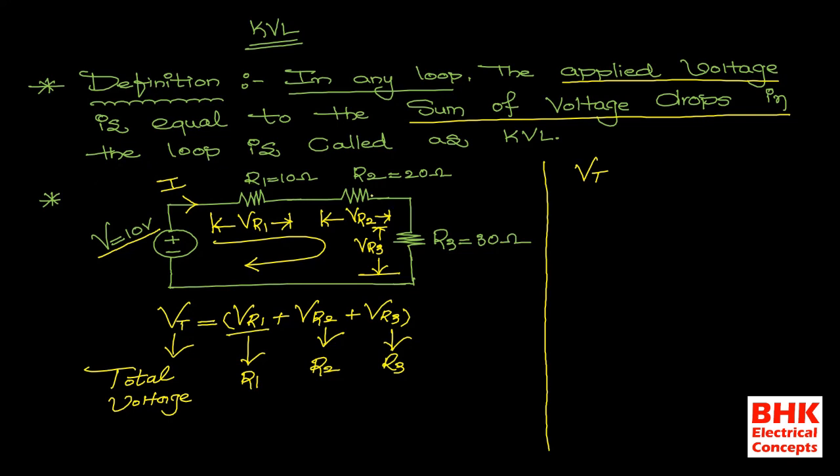The voltage drop across R1, voltage drop across R2, voltage drop across R3. The sum of all these particular drops, VR1 plus VR2 plus VR3, represents the sum of voltage drops in the loop. So the sum of voltage drops means the sum of voltage drop across individual elements in the loop.